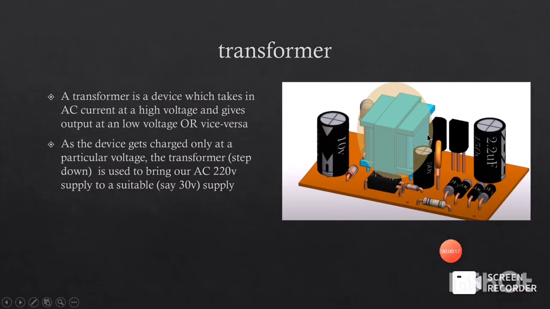Transformer. Here is the transformer in a circuit. A transformer is a device which takes in AC current at high voltage and gives output at a low voltage, or vice versa. As the device gets charged only at a particular voltage, a step-down transformer is used to bring our AC 220 volt supply to a suitable, say 30 volt supply.